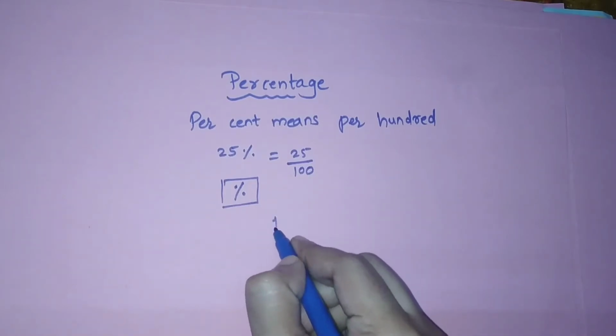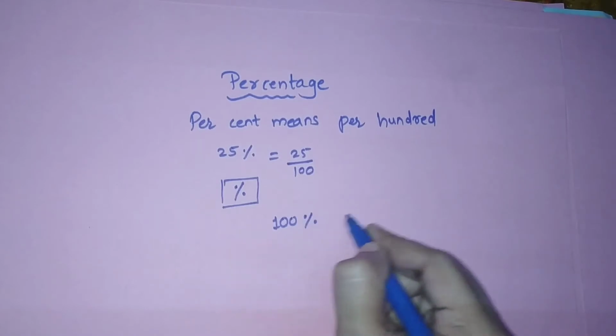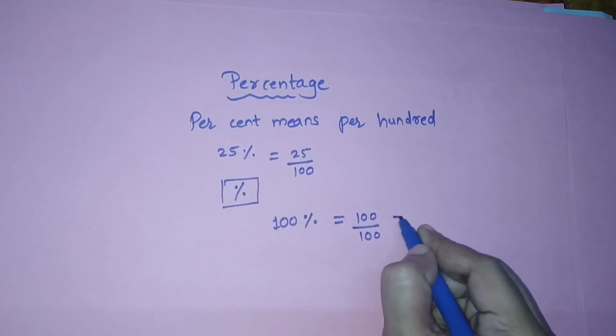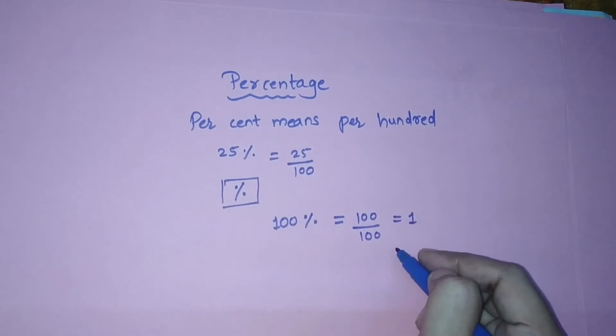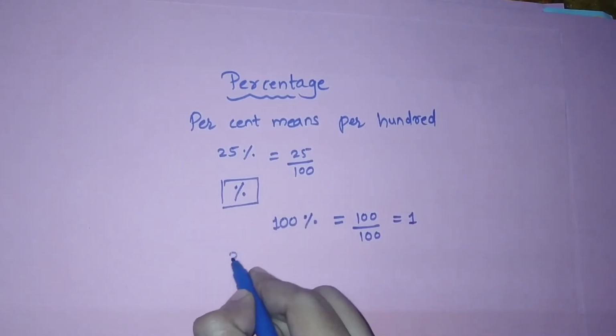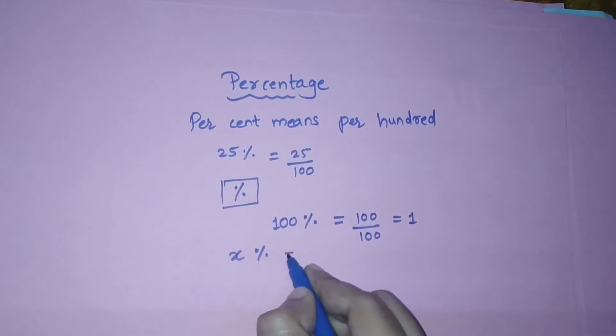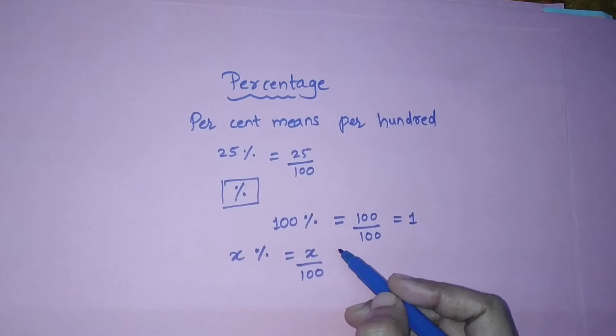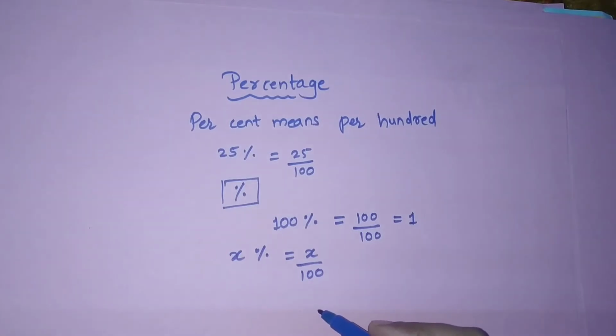And we know that, friends, 100% is a whole. When you are saying 100%, that means 100 upon 100, which means a whole, that is 1. In general, when you are saying x%, it means x upon 100, that is x value out of 100. Or you can say that percentage is a fraction that has denominator 100.